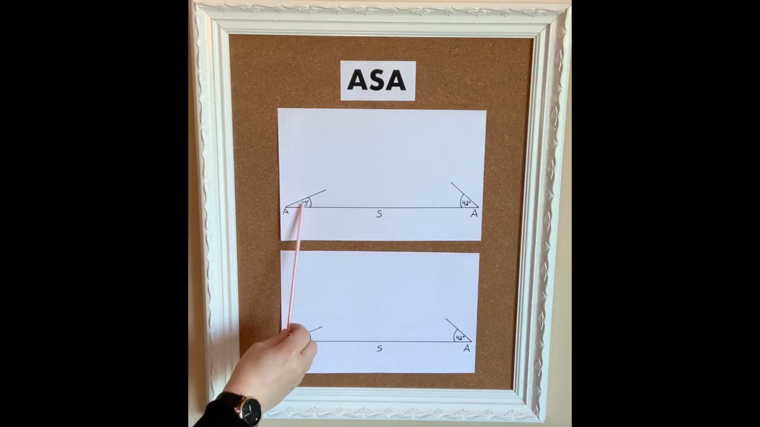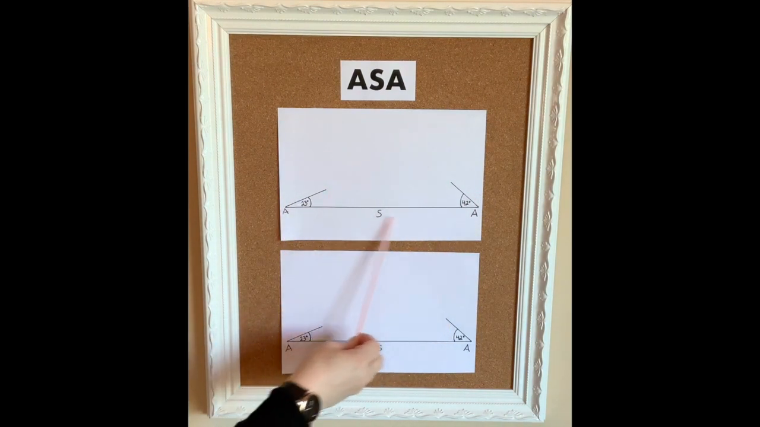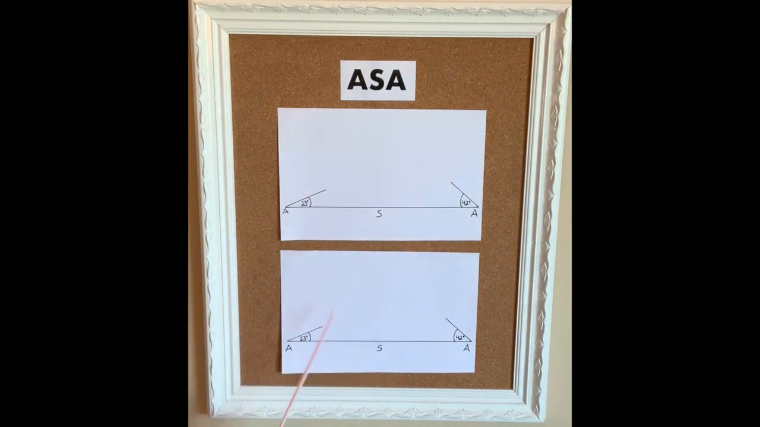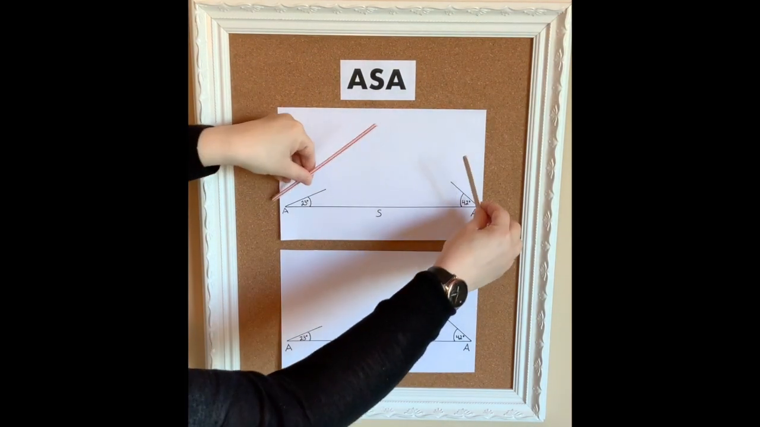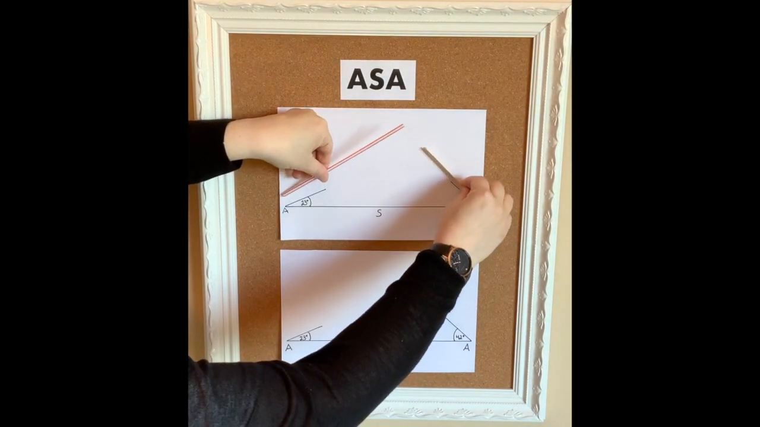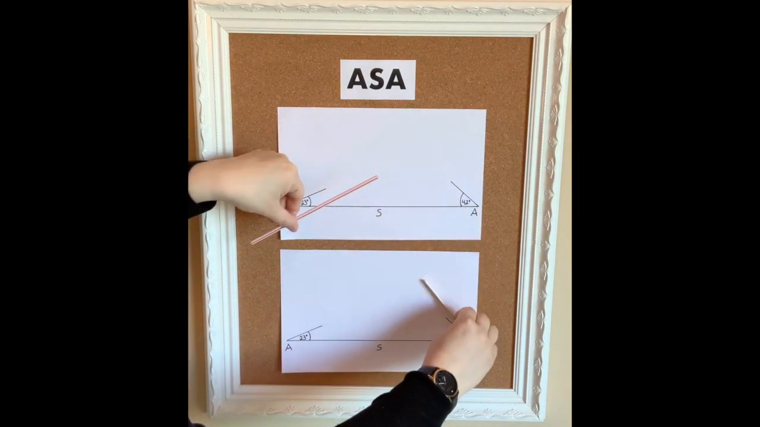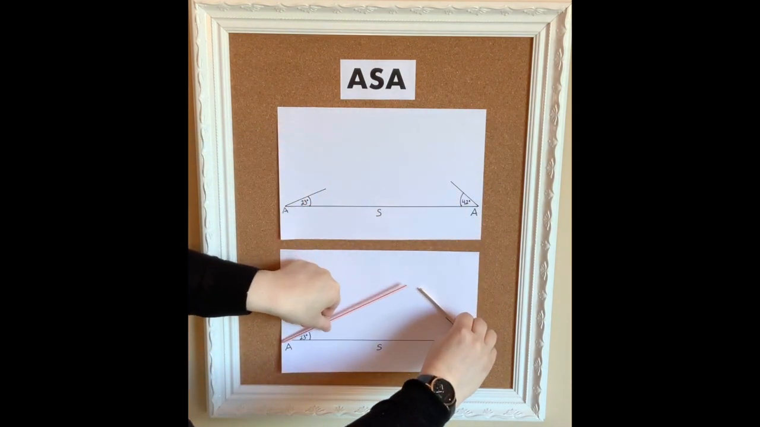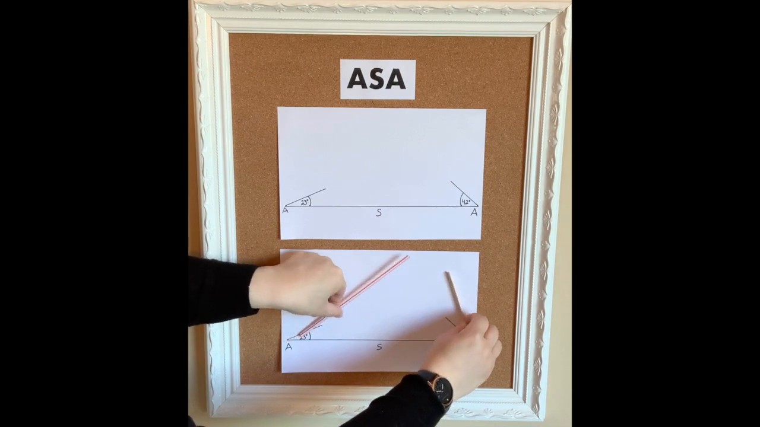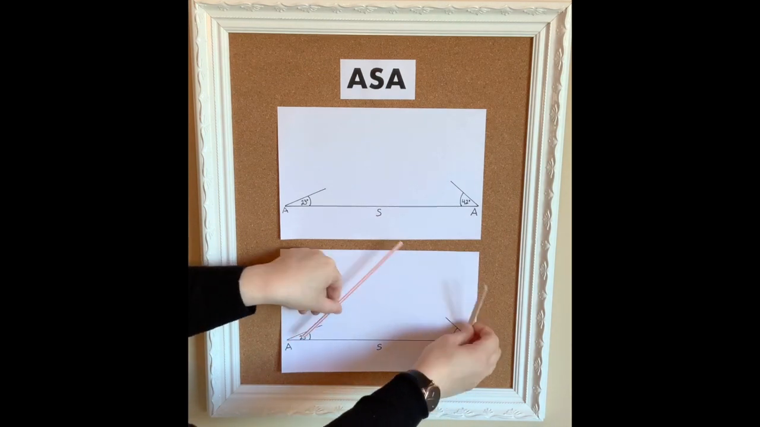If I'm given two angles and the side length in between them, I know these two triangles will be congruent as well, because there's only going to be one way that I can connect those remaining two sides. So it's going to look something like that, and then you'll notice that third angle is going to have to be the same, as well as those side lengths. Any other side lengths and I'm not going to be able to connect that triangle.